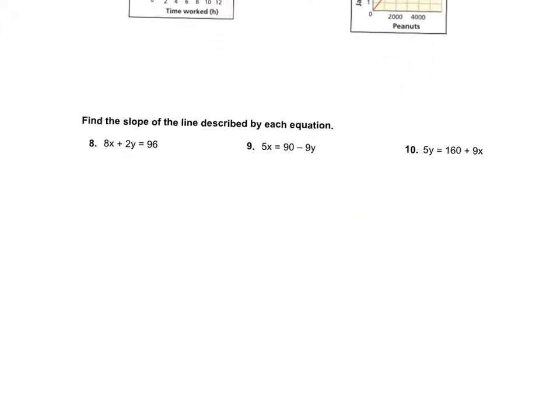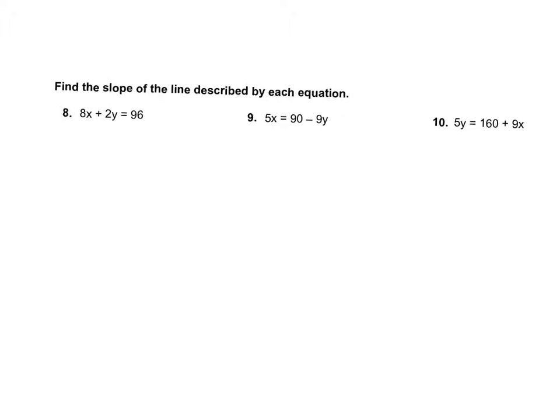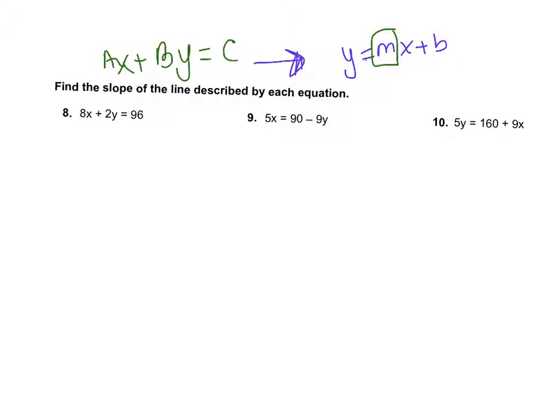For these last 3 questions, I want to make sure you understand what you can do to find the slope of a line if it is in ax plus by equals c form, if it's in standard form. You can either get the 2 points that are the intercepts and then use those 2 points to find the slope, or you can transform it into y equals mx plus b format, because if you have that, then you'll be able to see what the m is. Let's look at number 8, for example.